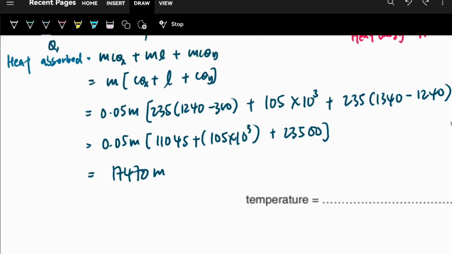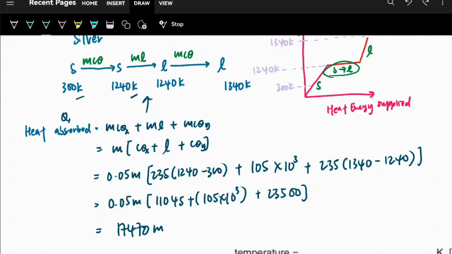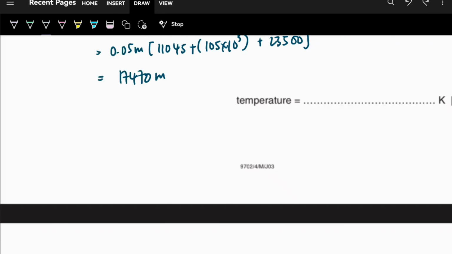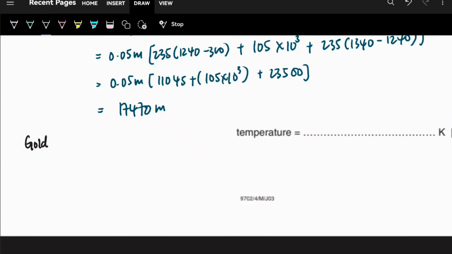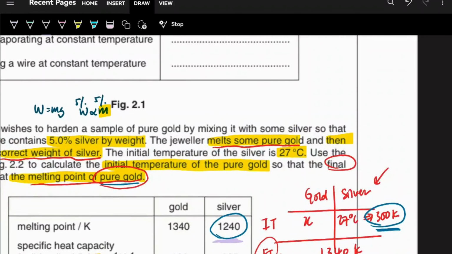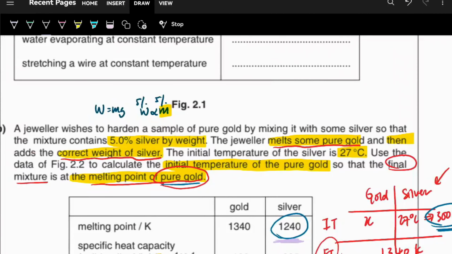So therefore, from what we have discussed, silver is the one that's absorbing heat. Now let's move on to gold. So if silver is the one that's absorbing heat, someone's got to lose it, which is the gold. So gold will undergo heat loss, Q. So now what would be the phase for gold? They did say here, the jeweler melts some pure gold, then only he adds the correct weight of silver. That means the gold is already molten.